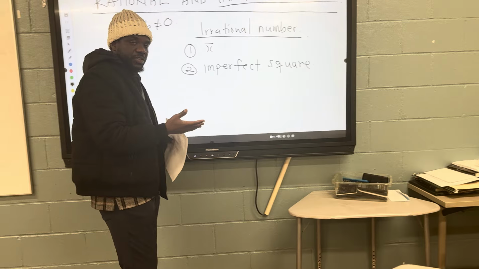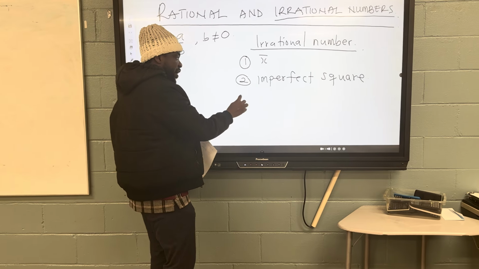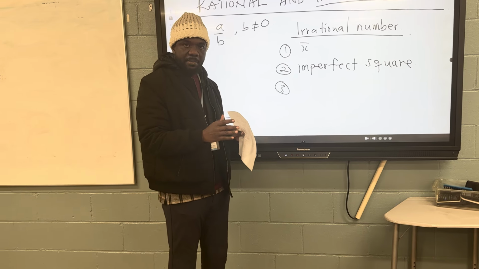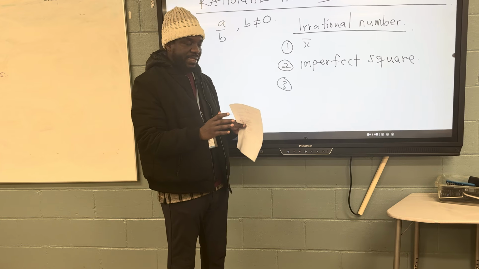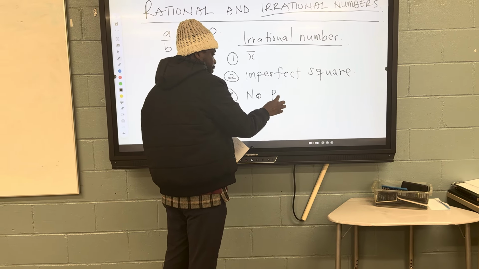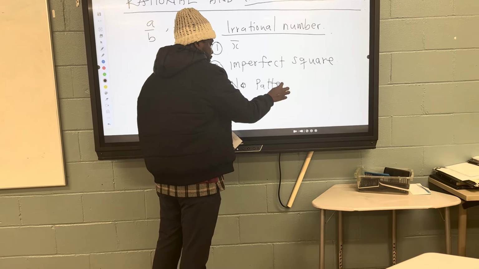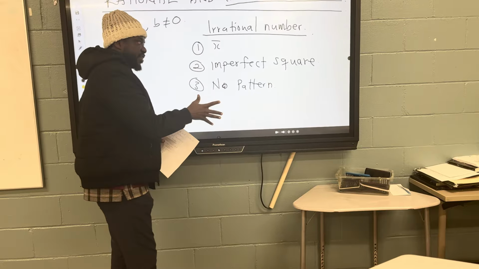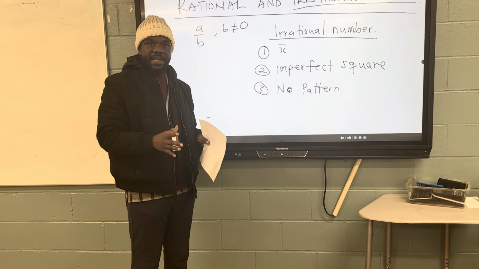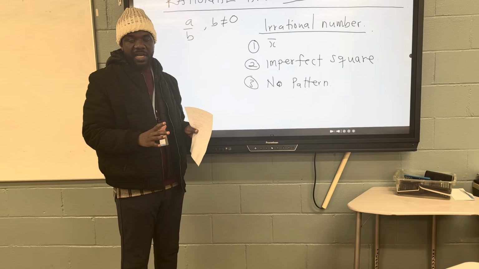I'll give you an example to this effect. And then the third one is if the number has no pattern. So you see, no pattern. These are the three things that you need to look at. Immediately you see pi, it is an irrational number.